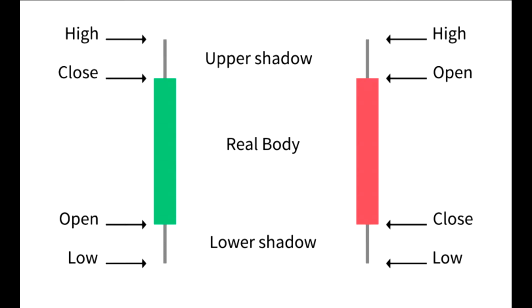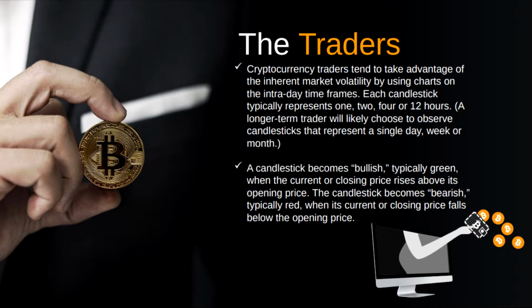The final two components, the high and the low, are represented in the second feature of the candlestick, known as the wick. Wicks are simply displayed as a thin line extended above and below the body of the candlestick. Cryptocurrency traders tend to take advantage of the inherent market volatility by using charts on the intraday timeframes. Each candlestick typically represents 1, 2, 4, or 12 hours. A longer-term trader would likely choose to observe candlesticks that represent a single day, week, or month.